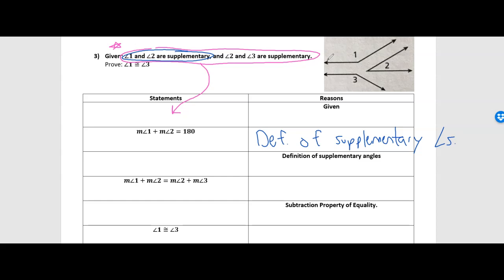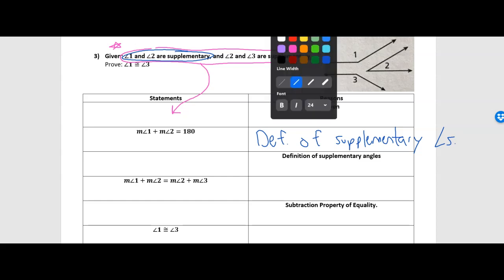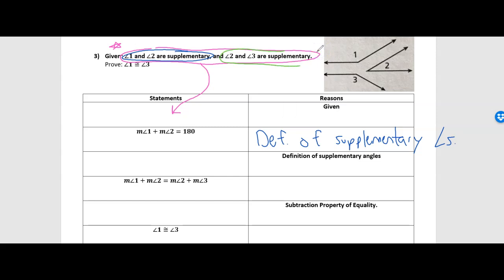Okay. I don't give you the next statement, but I do give you the next reason. The next reason is also the definition of supplementary angles. So are there any other two angles that we could write an equation for? And if we come back up here, we notice that this part of the given hasn't been used yet. So we can say the measurement of angle 2 plus the measurement of angle 3 is equal to 180 because they're supplementary.